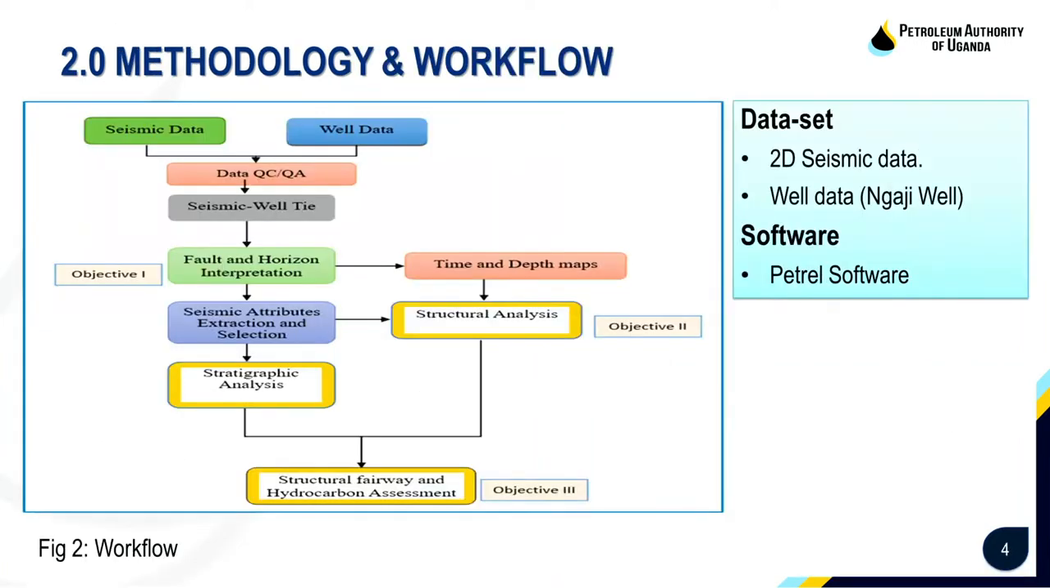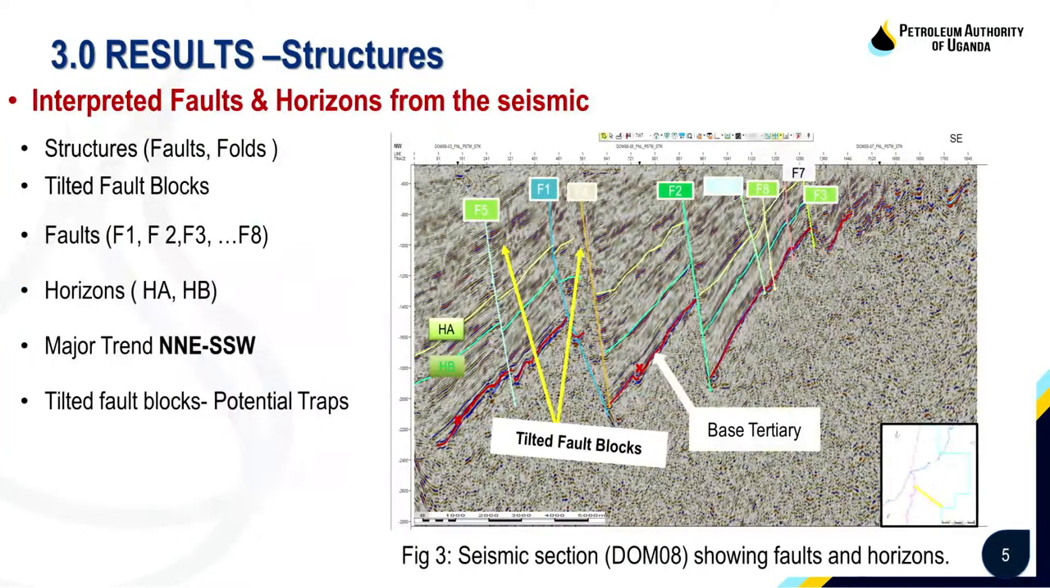So this is the methodology. We had to import our data, which is the 2D seismic data, and the well data from the Ngaji well, into the Petrel software, which helps you to visualize these interpretations. Because 2D seismic data is in time, and well data is acquired in depth, we have to make a well tie to be able to identify your horizon and interpret the results. Then you make the structural analysis and the stratigraphic analysis to be able to achieve our objectives.